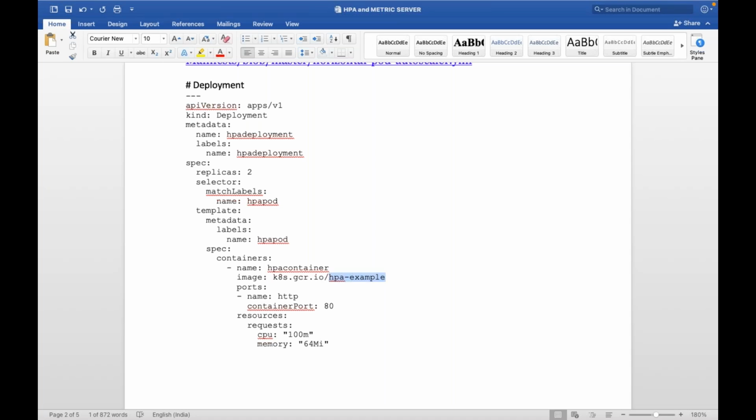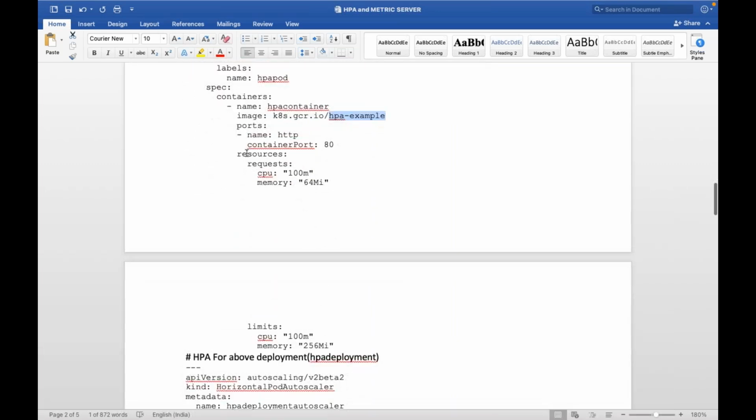Now, I'm taking one sample application. I'm using this image. If you see, what is this here? What am I trying to do here for this container? So far, we have not used this block. What we are trying to do here is setting the resource requests and limits for that container.